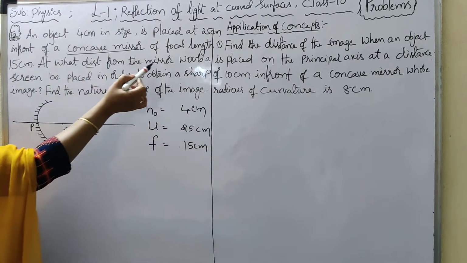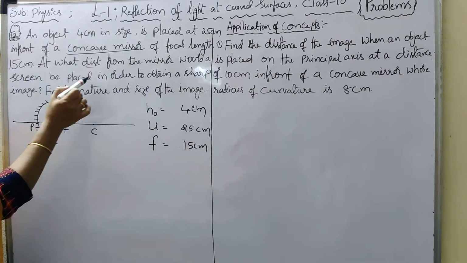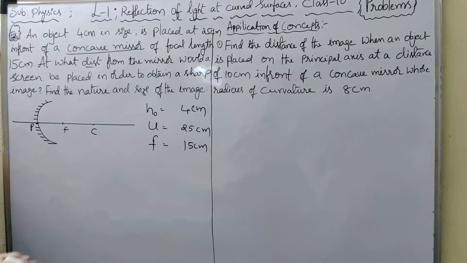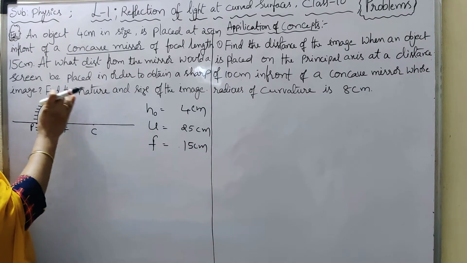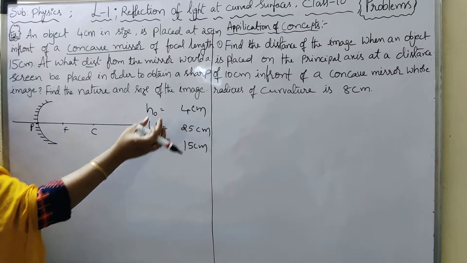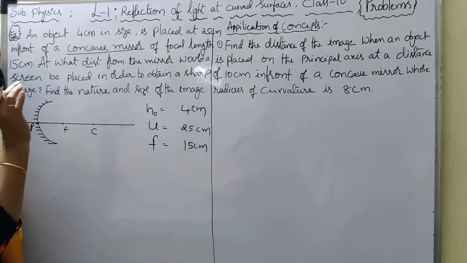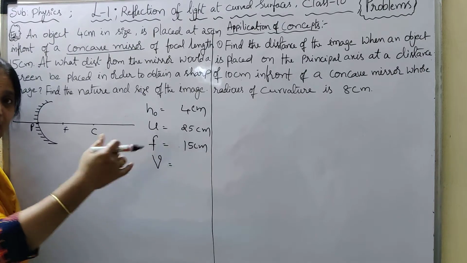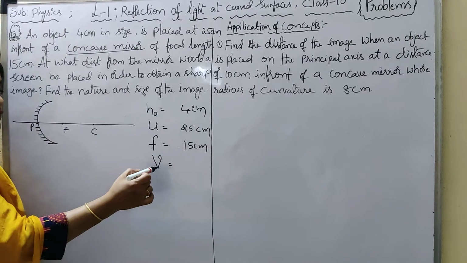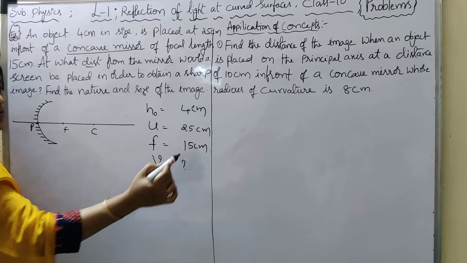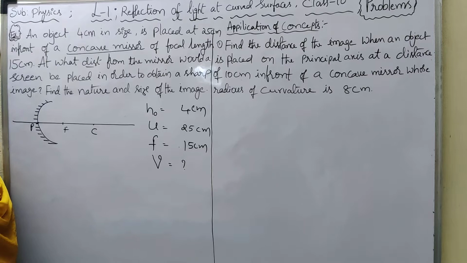At what distance from the mirror would a screen be placed in order to obtain a sharp image? So an object is placed in front of a concave mirror, and the object distance and focal length are given. They are asking where you have to place a screen to catch that image. So you have to find the image distance. What is the image distance?